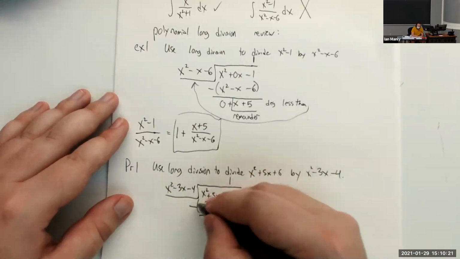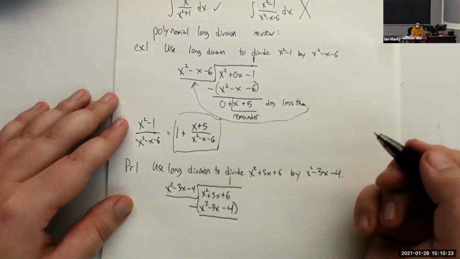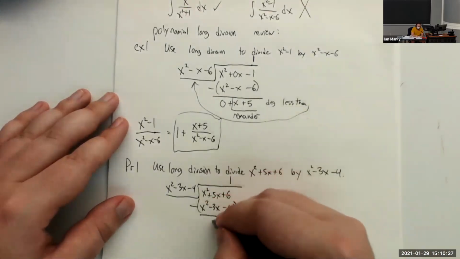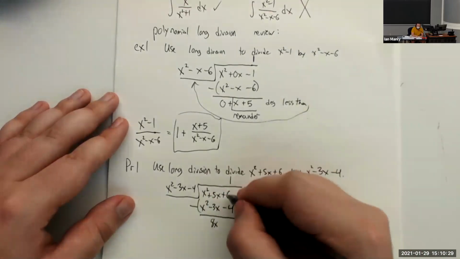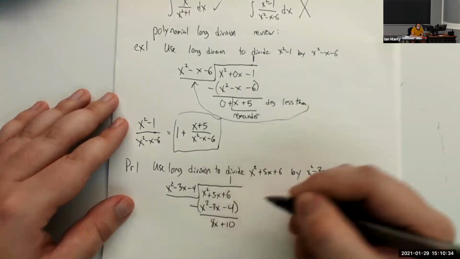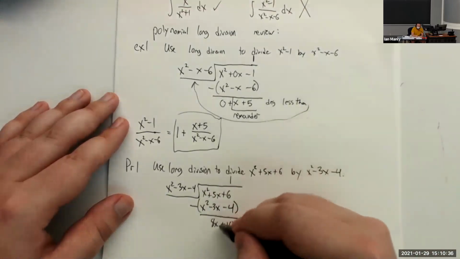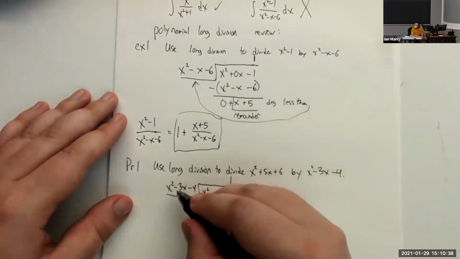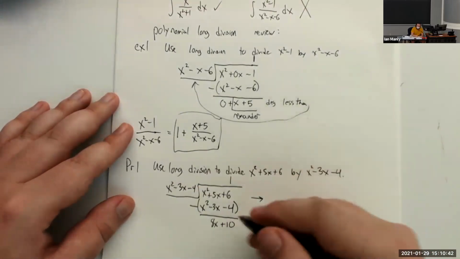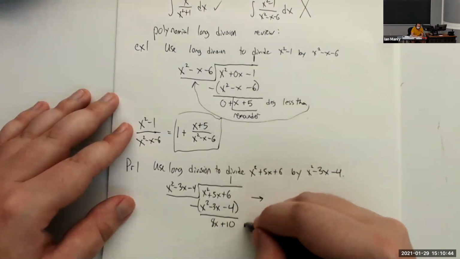So I have x squared minus x squared. Those should cancel out if you did things right. I have 5x minus negative 3x, meaning I'm going to have 8x. And then I have 6 minus negative 4, which is going to be 10. And since this degree is lower than the degree of my divisor right here, that means that we're done. So this is my remainder.